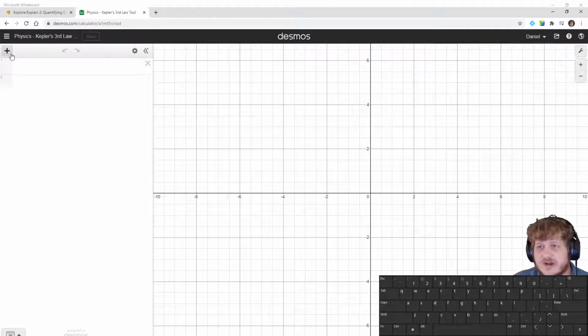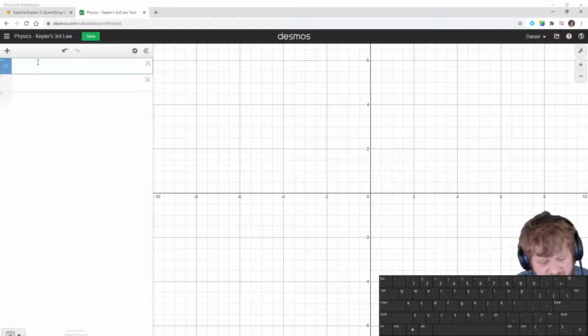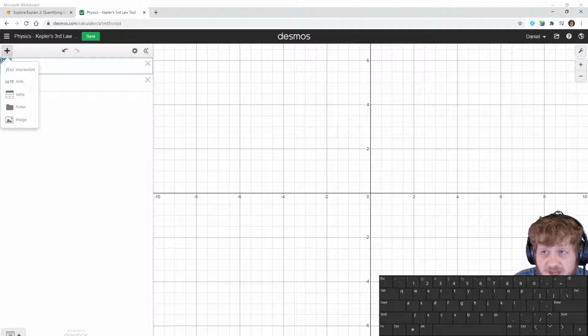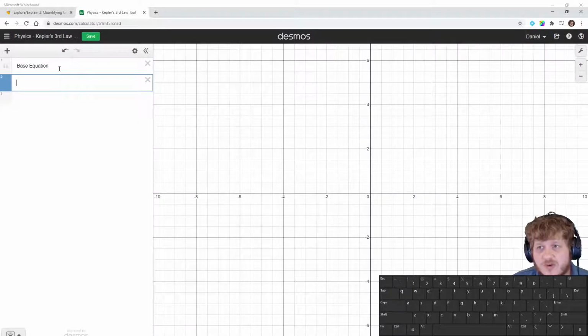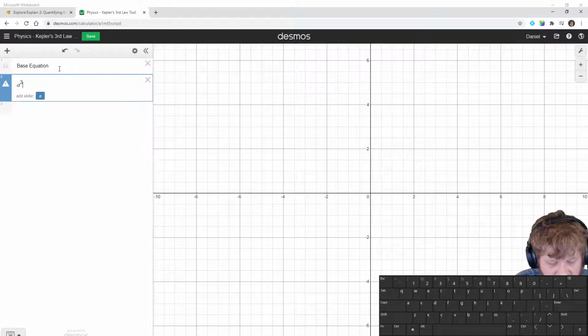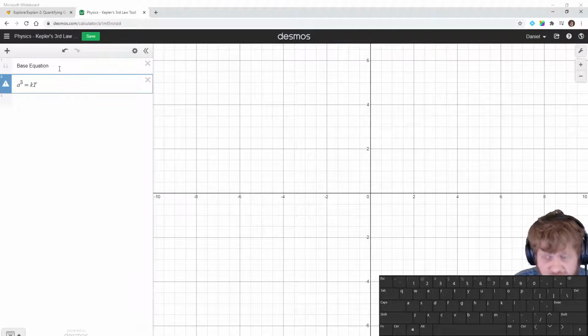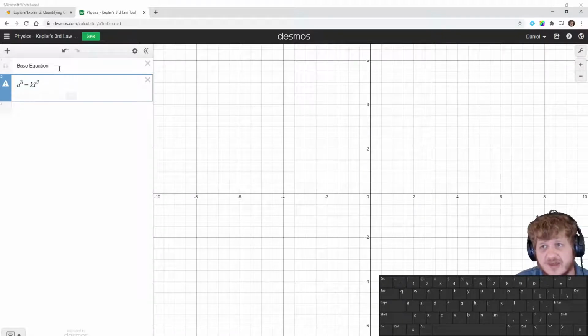So to start us off, what we want to do is express our base equation. We want to make some notes and organize this so it's easy for us to use. When we click on the plus, we have the option to add a note. So we're going to add a note explaining that this is the base equation. Now we'll type the base equation, which is a to the third equals kT, and that's a capital T, and then shift 6 to get the caret for the exponent, and then squared, so the number 2.